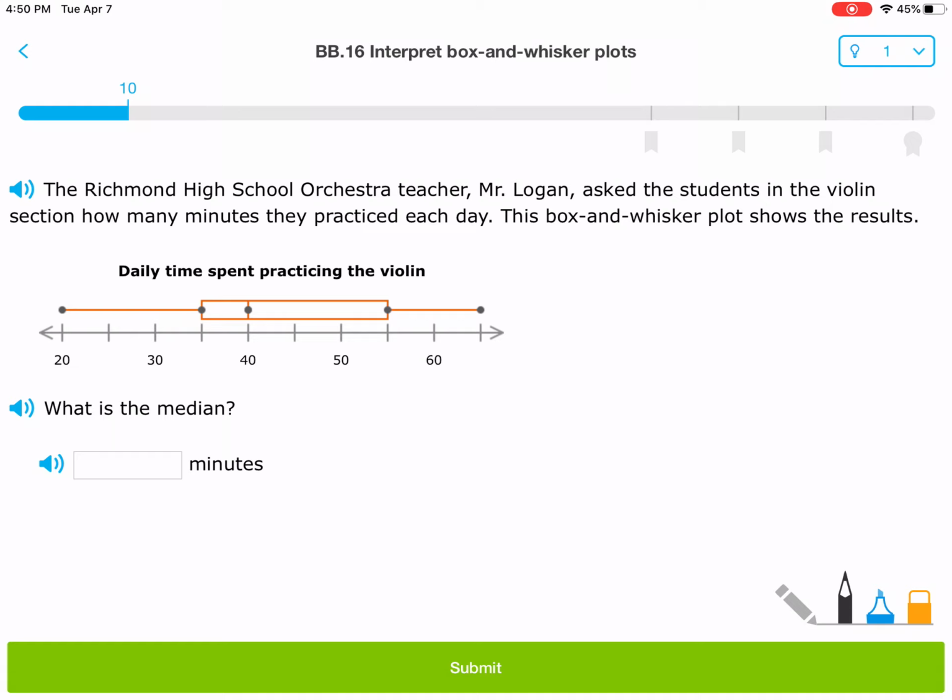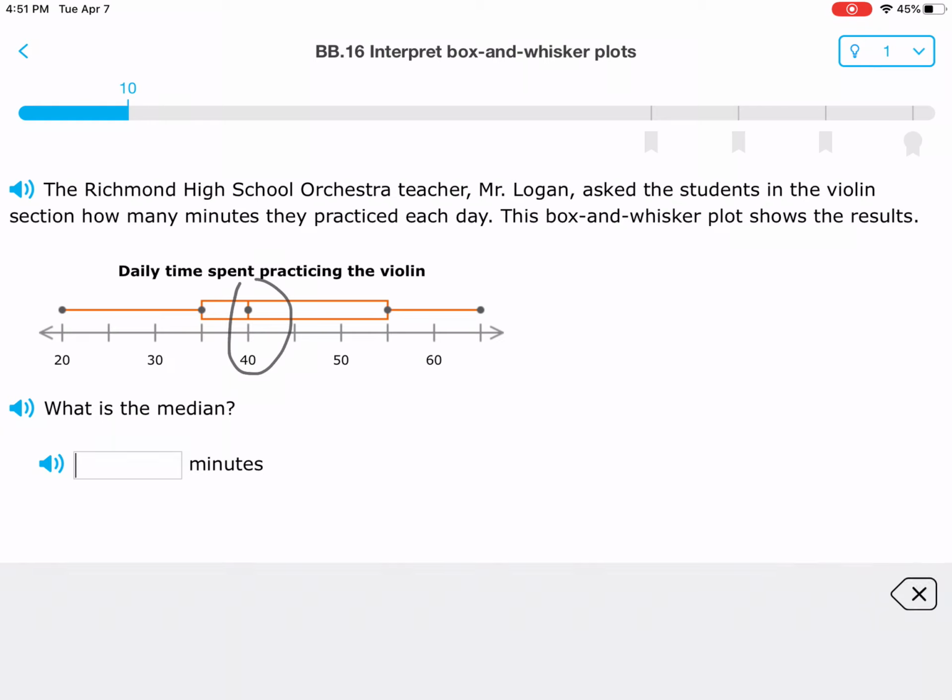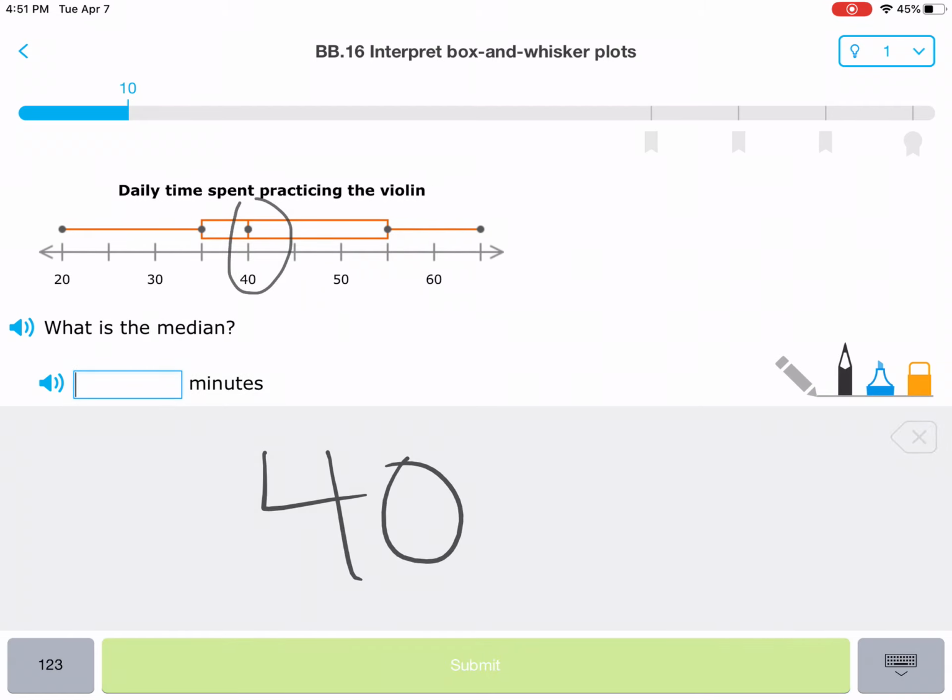The Richmond High School orchestra teacher, Mr. Logan, asked the students in the violin section how many minutes they practice each day. The box and whisker plot shows the results. What is the median? The median is the middle of that box. So right now the median is 40 minutes.